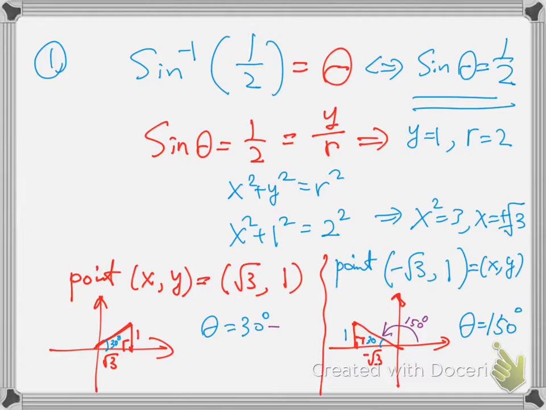If you use radian measure, this is pi over 6, and this is 5 pi over 6.